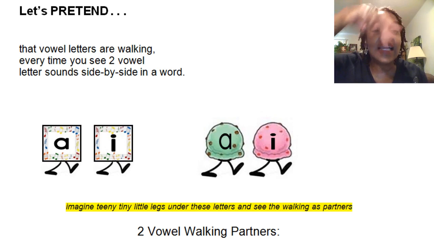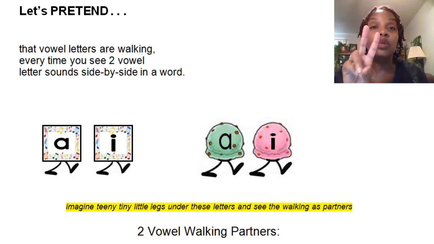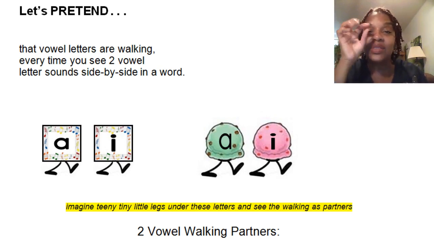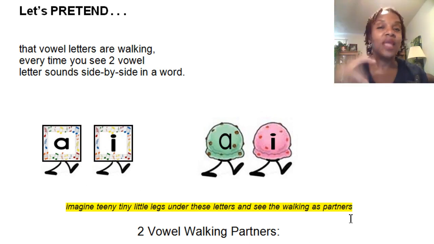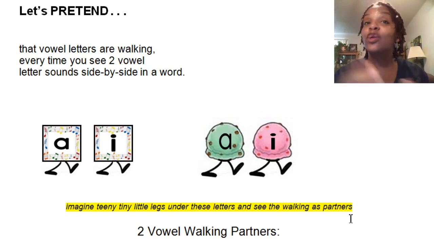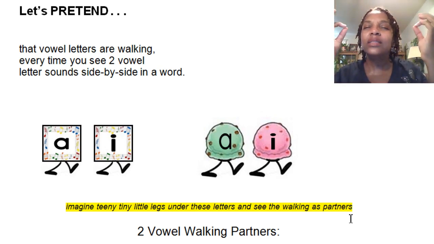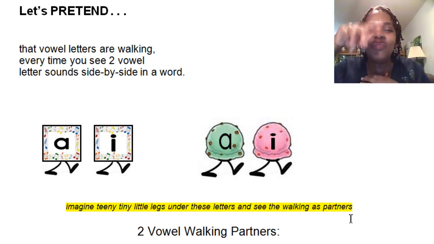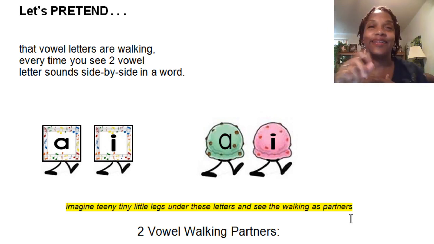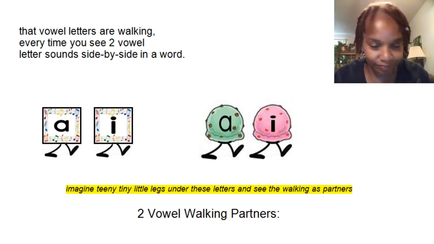Walking side by side. Every time you see two vowels in a word side by side, like a partner, I want you to imagine that you see teeny tiny little feet under these letters, okay? And I want you to see them walking together. We're going to call these vowel partners that we're going to learn in the next several classes two vowels walking partners, okay? So in your mind, close your eyes, and think about A, E, I, O, and U, and see little bitty feet up under the letters. Alrighty then, open your eyes.